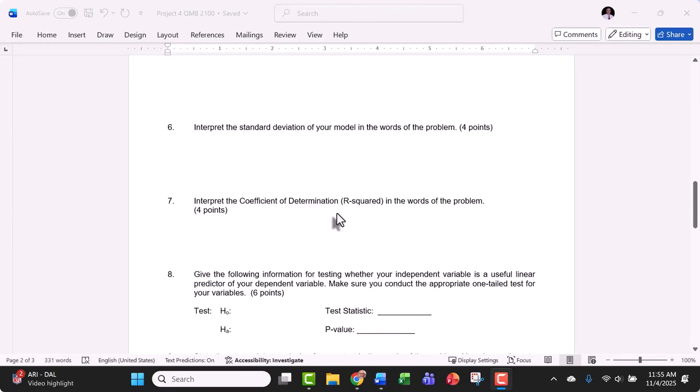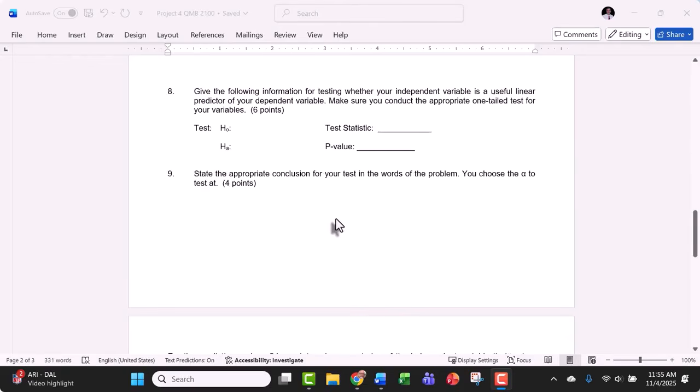And then this one's new, the coefficient of determination. We haven't talked about that anywhere else, but it's the R-squared that's listed on your printout. You don't need to do adjusted R-squared, just R-squared. Give me the interpretation as it applies to your data set.